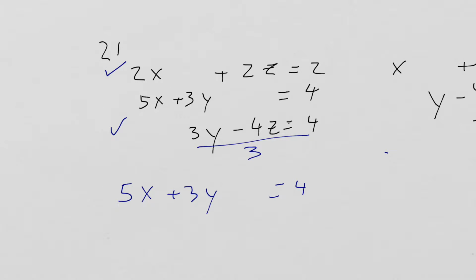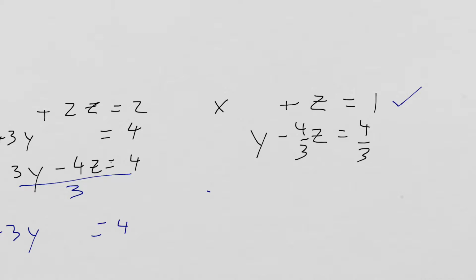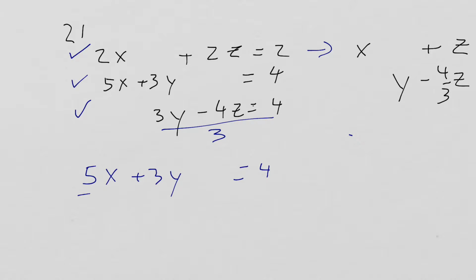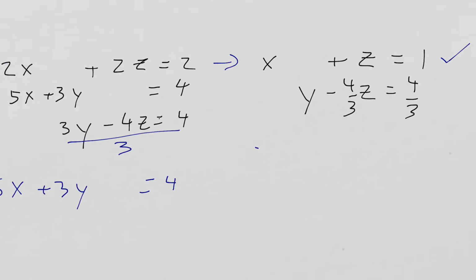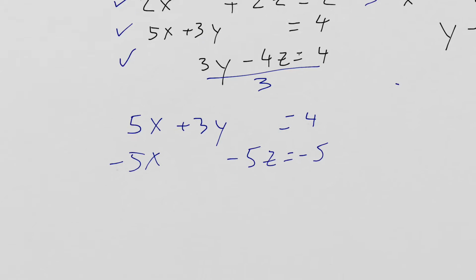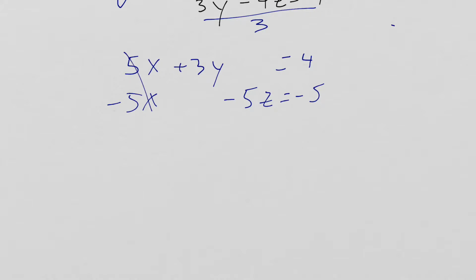So now I'm going to work with this middle equation. I'm going to multiply this first equation up here, right here, by negative 5. Okay, so that when I add it to this equation, the 5x's disappear. So I'll get negative 5x minus 5z equals negative 5. Adding these two together, these cancel. I get 3y minus 5z equals negative 1.